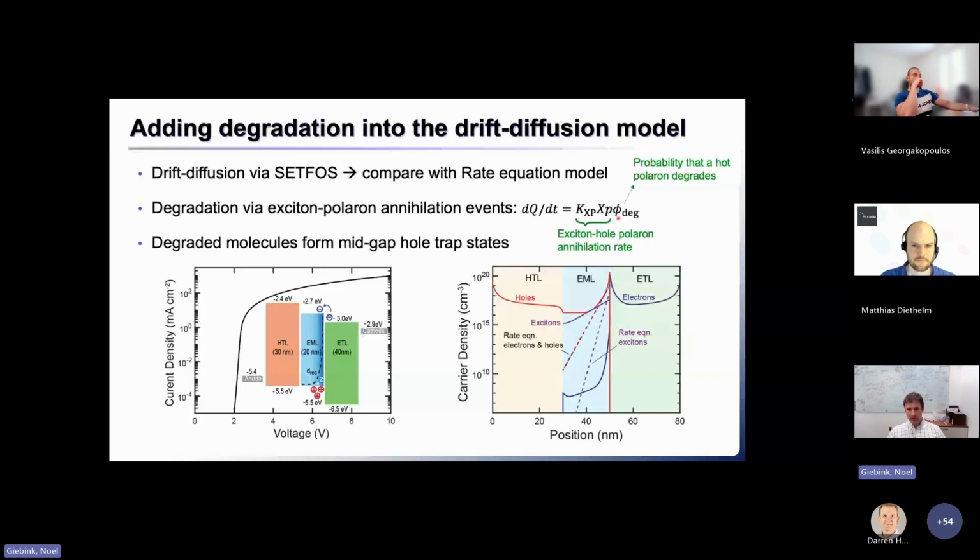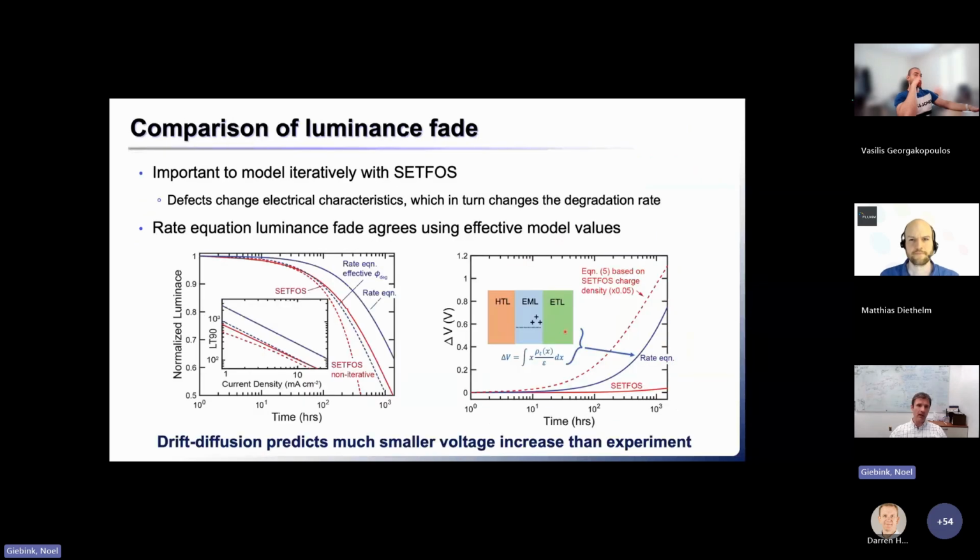And so we can plug this into Setfos and also compare it with a pen and paper rate equation model just to see how close the two are. And what we find is that both predict similar functional dependencies in terms of the luminance fade over time. Here's the rate equation in blue, and then the Setfos using exactly the same parameters is in red here. And so we're predicting a similar functional form of degradation, but the fact that we're not accounting for the spatial variation of degradation in the rate equation model leads us to get the lifetime wrong by about a factor of 3.